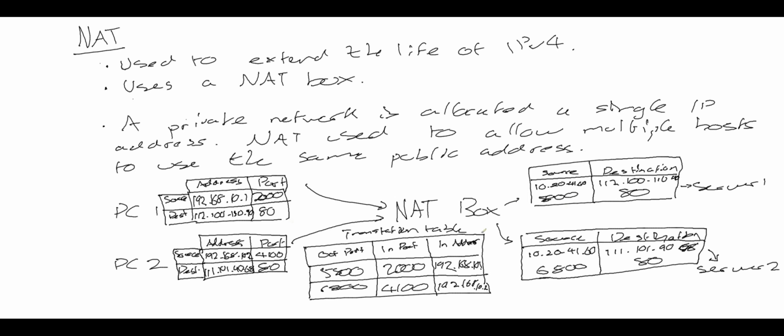And the way that works is when a request comes back from server 1, for example, the destination port will be the source port here. So the destination port will be 5800. The NAT box will look that up in its translation table, find that the internal address here is 192.168.10.1, find that the internal port number is 2000, and then it will send it to the correct host on this internal IP network.